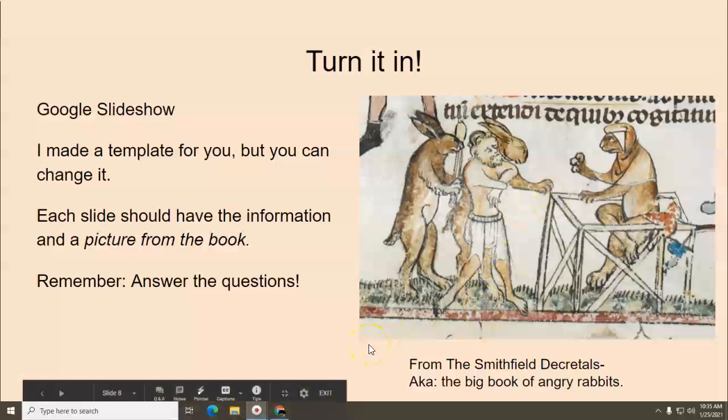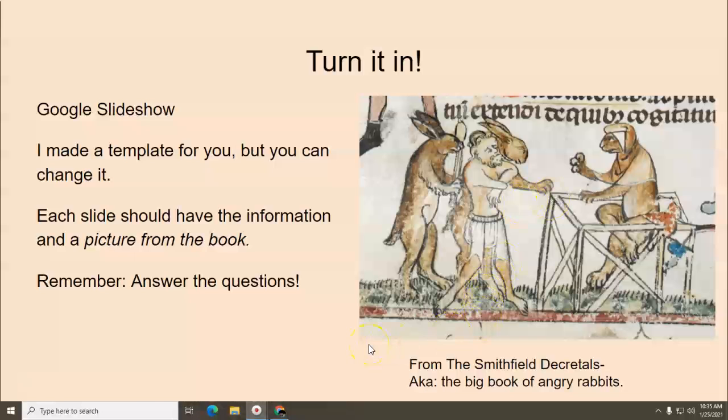And then you're going to turn it in. I have the template for you. You can change it. Each slide should have the information on it that's requested and a picture from the book. Make sure you're getting the picture from the book that you're looking at, because a lot of times if you just Google search images with that book in there, you'll get related pictures as well. So make sure to check your sources and remember to answer the questions.